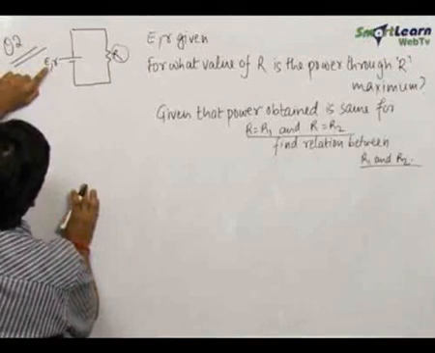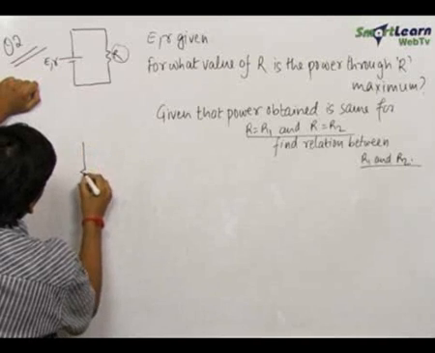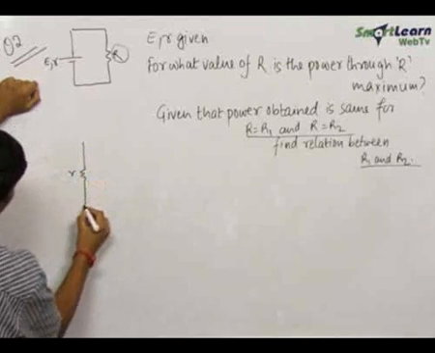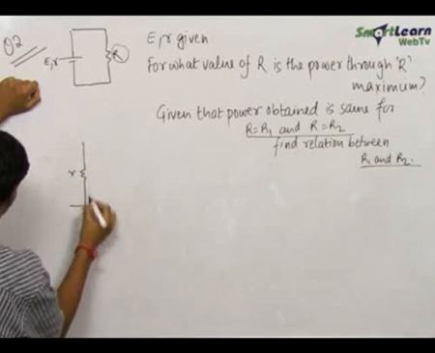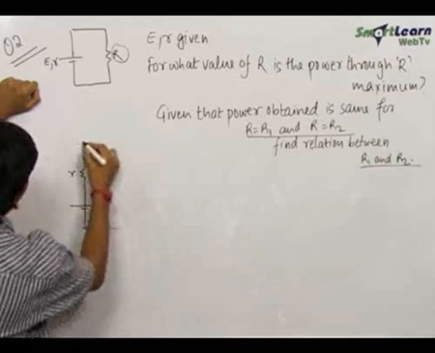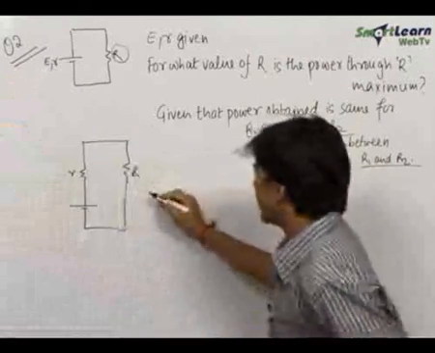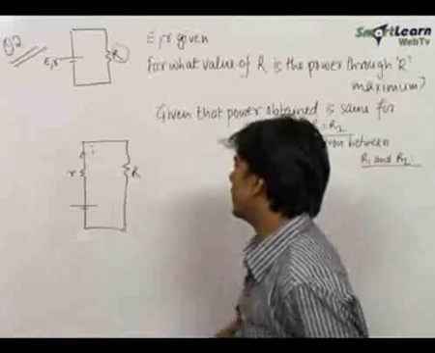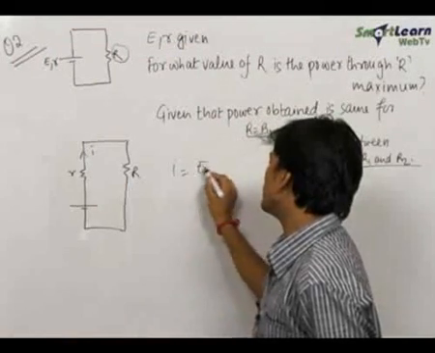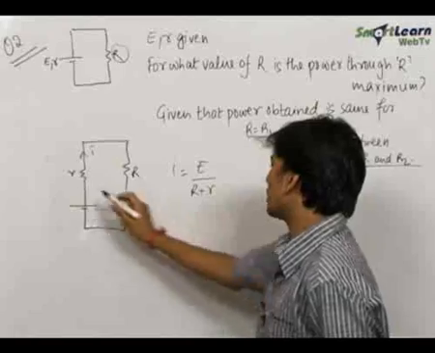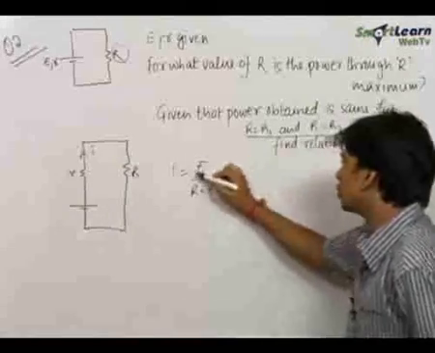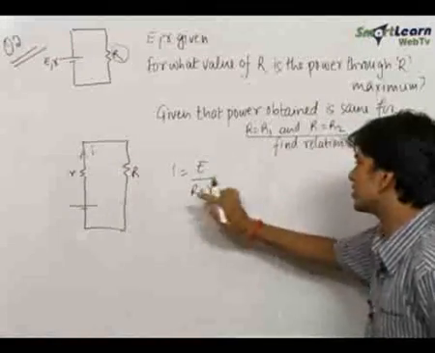Whenever there is a battery with an internal resistance, it can be replaced by this system, a resistance r in series with the cell. Now let us find out the current in the circuit. The current in the circuit is equal to I. This can be written as E upon R plus r, because R plus r is the equivalent resistance of the circuit. Therefore total EMF upon the equivalent resistance gives us the current.